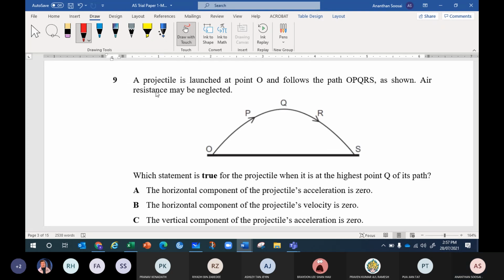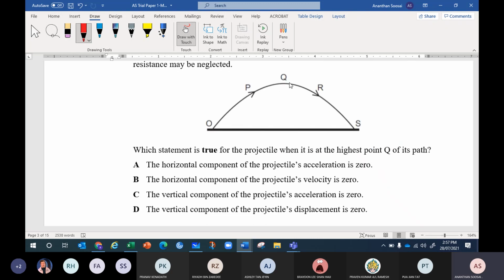A projectile is launched at point O and follows a path OPQRS as shown. Air resistance may be neglected. Which statement is true for the projectile when it is at the highest point Q of its path? Or what is true at the top? So which is true? 3 wrong, 1 correct. So we are looking for the correct one.